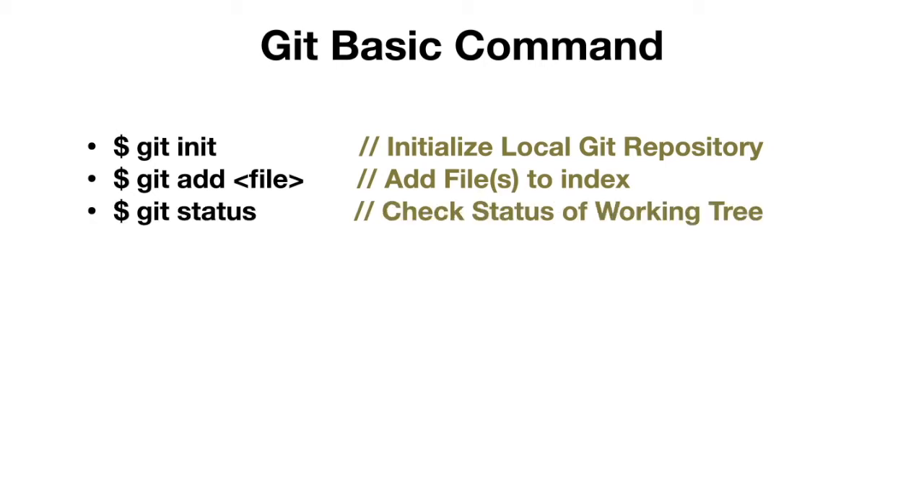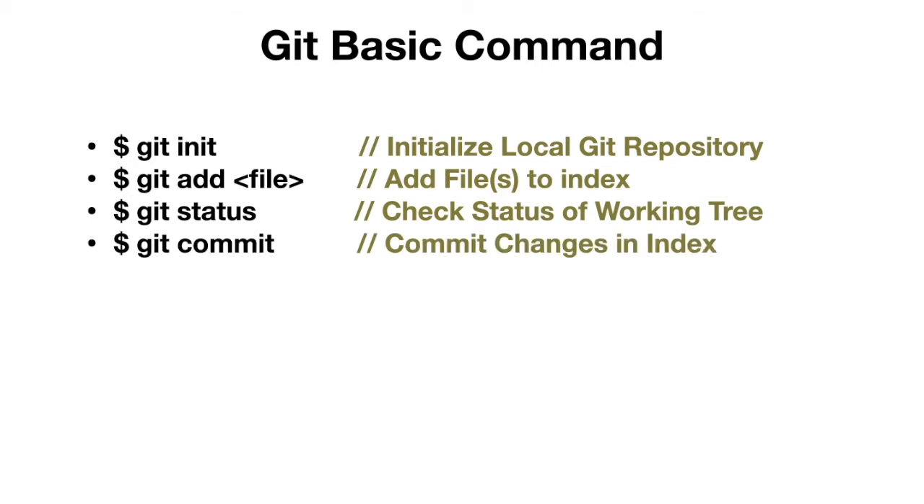Git status. Whenever you want to check which files have been changed or which files have been added to the Git tree, you can use the command git status for this. This will tell you the status of the current working tree.